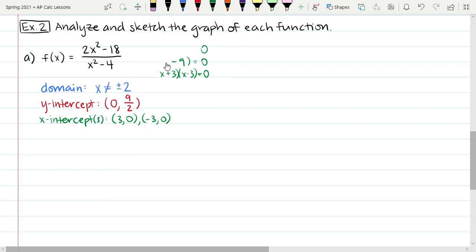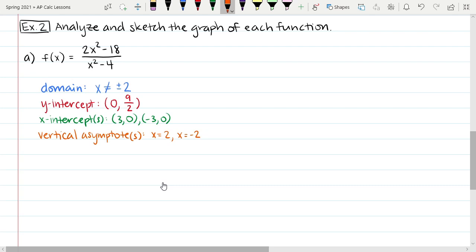I'm going to erase this for space. If you need to see that again, go ahead and rewind. All right, now for vertical asymptotes, remember that we find vertical asymptotes by looking for places that would make our denominator 0 in a rational function in particular. And again, that was our domain restrictions here. X couldn't be plus or minus 2 because those would be values of x that would make our denominator 0. So that means this graph will have vertical asymptotes at x equals 2 and x equals negative 2. Those are the equations of the vertical asymptotes.